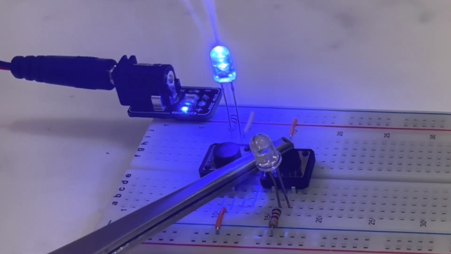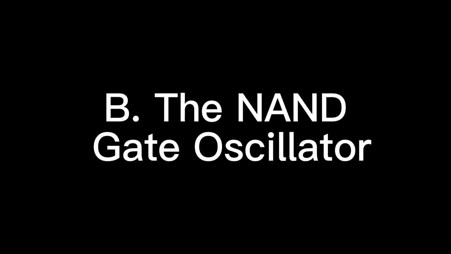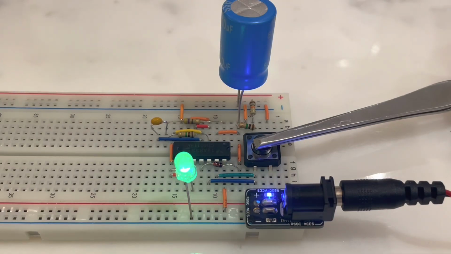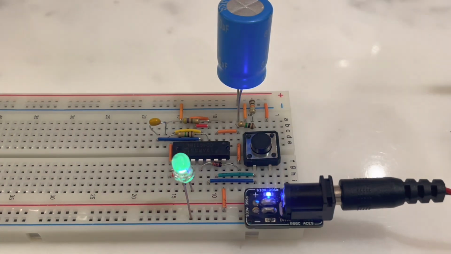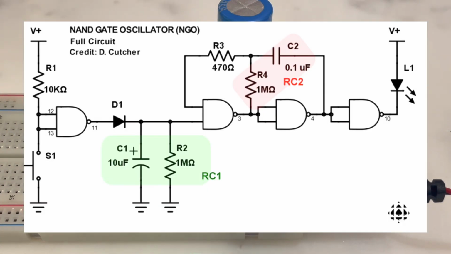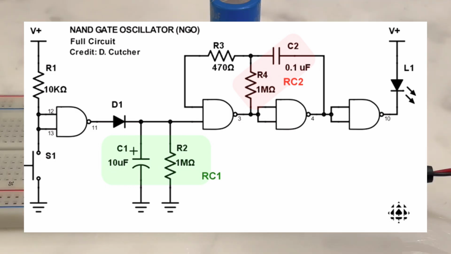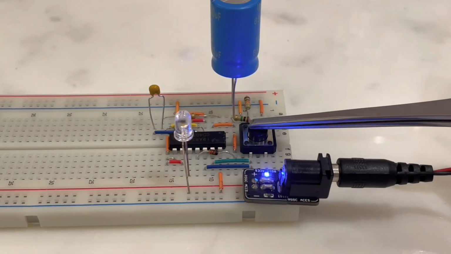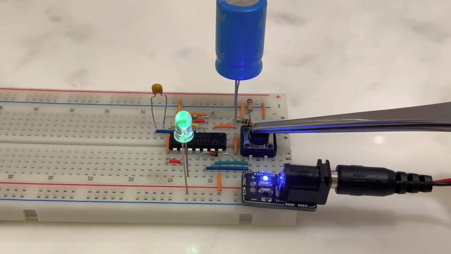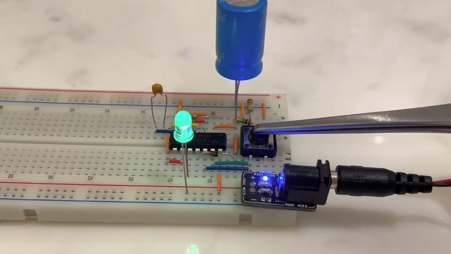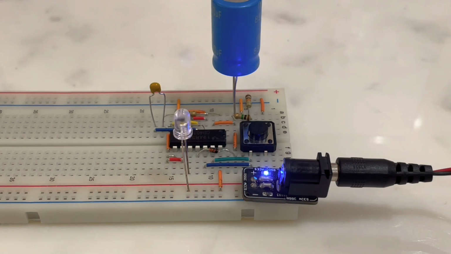Next, let's talk about the NAND gate oscillator. The NAND gate oscillator is arguably the most important factor of the circuit. RC1 and RC2 apply a lot of influence on how the circuit works, while the NAND logic gate does the majority of the work. The NAND logic gate is a chip in which, if there are no positive charges on both sides, the output will be positive.